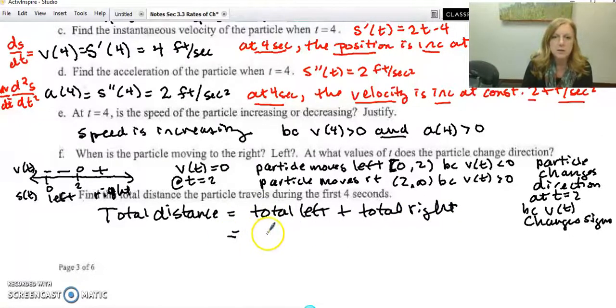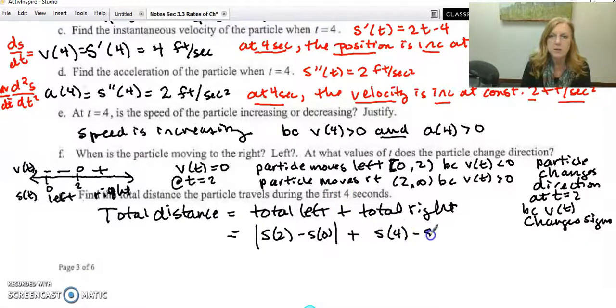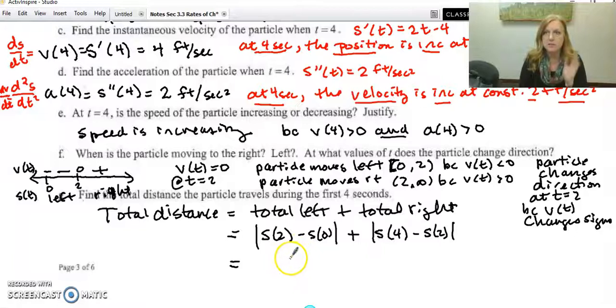So for this one, I need my displacement from 2 to 0. And you do put absolute value around it because you want to make sure that it is a positive value. And then you do your displacement for the next times. When was I going right? And we're going the first 4 seconds. So it would be the displacement from 4 to 2. And we would then make that positive because we don't care what direction we're going in, because displacement will be positive or negative. We find the displacement, make it positive, and add those together.